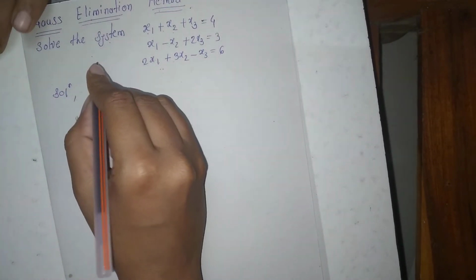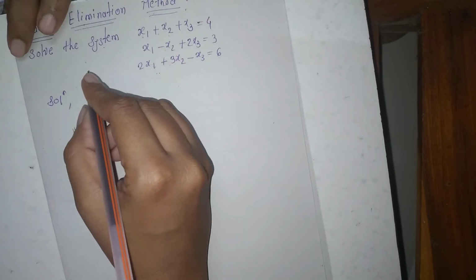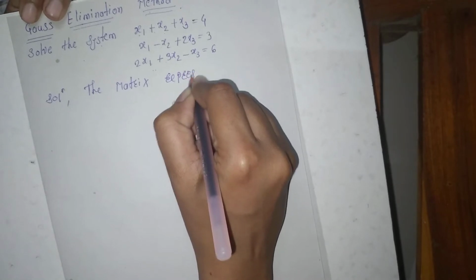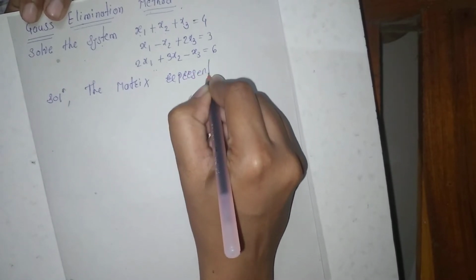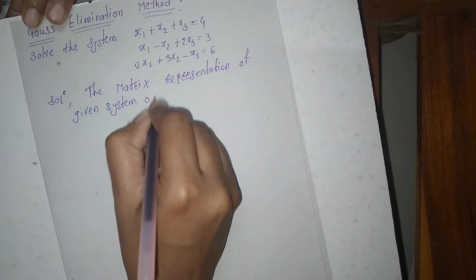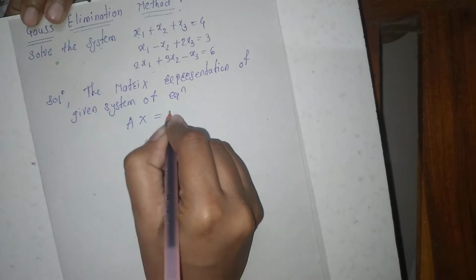The solution starts with the matrix representation of the given system of equations, that is, AX equal to B.